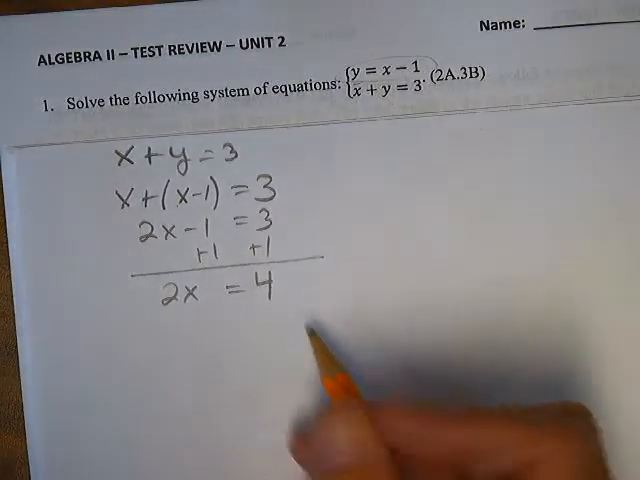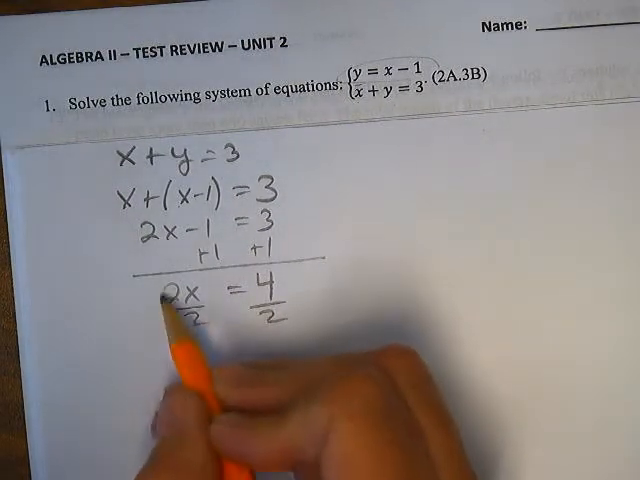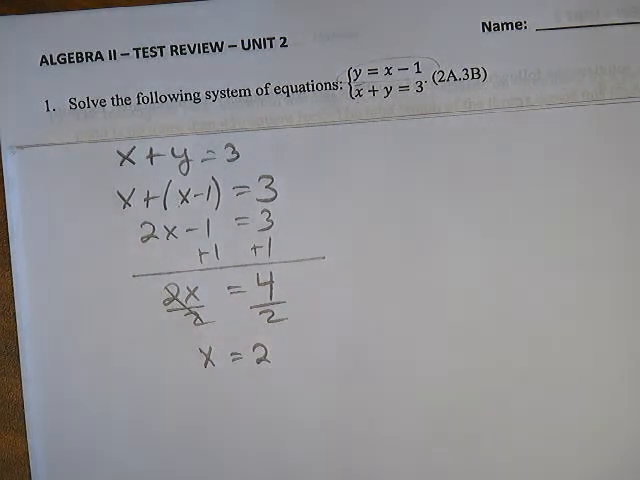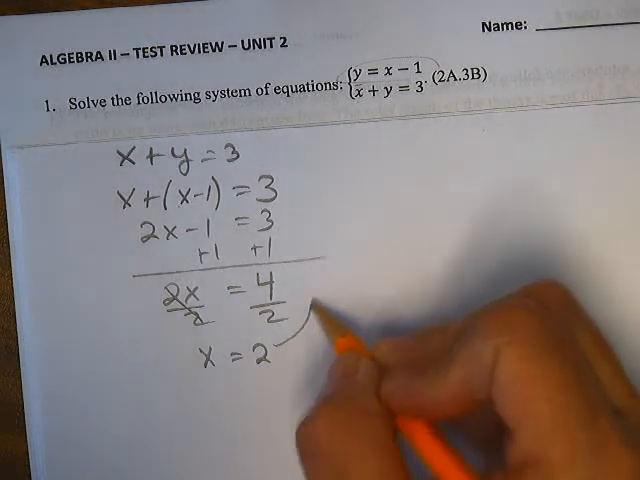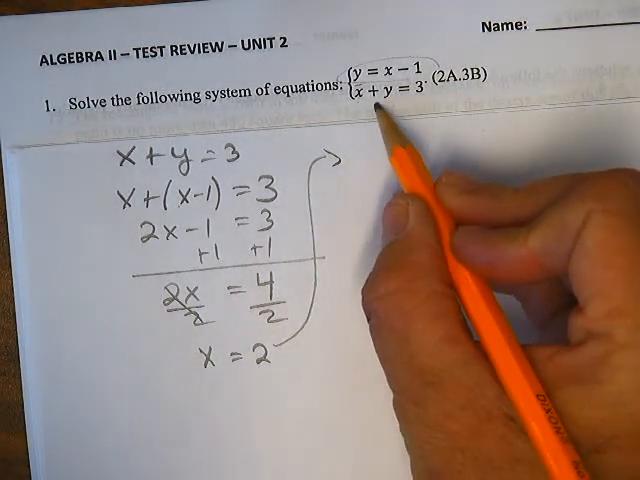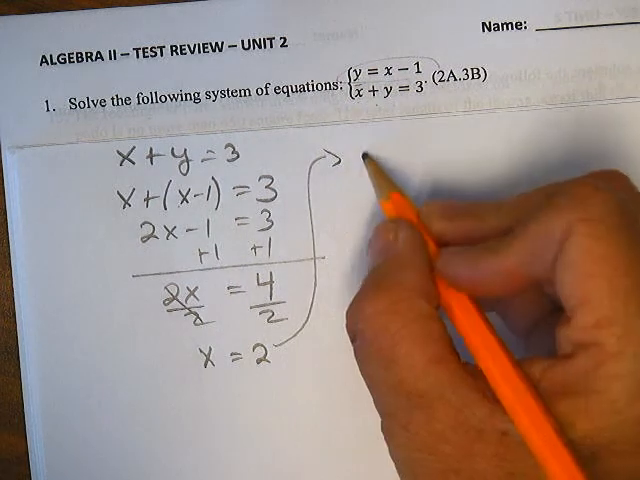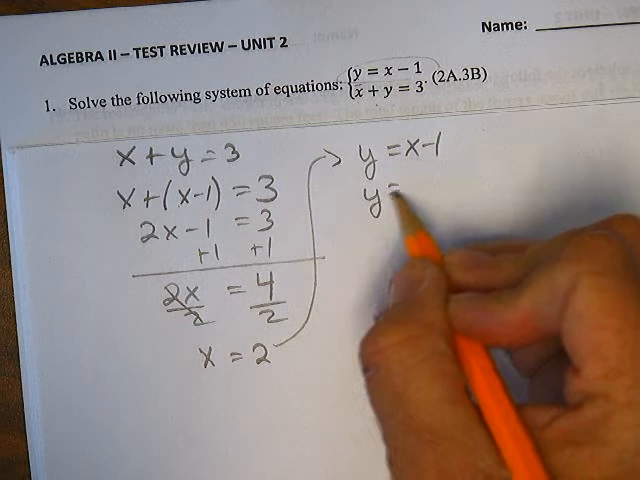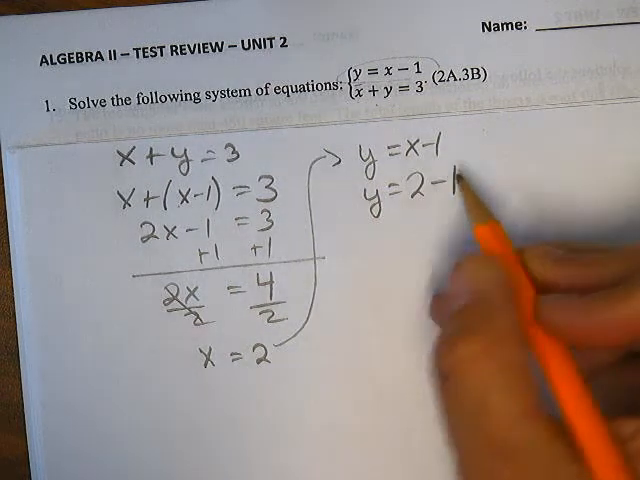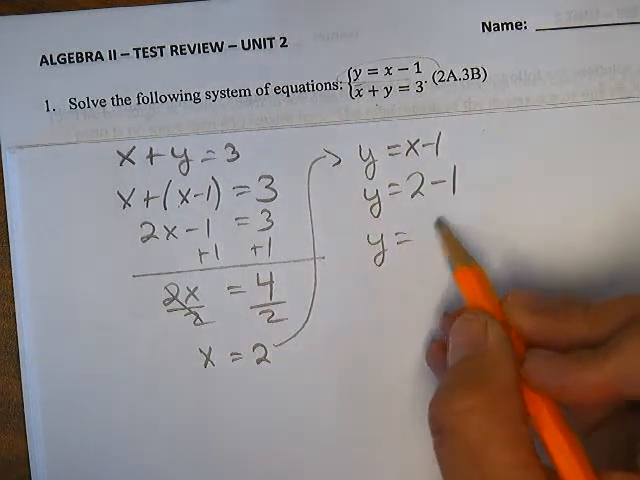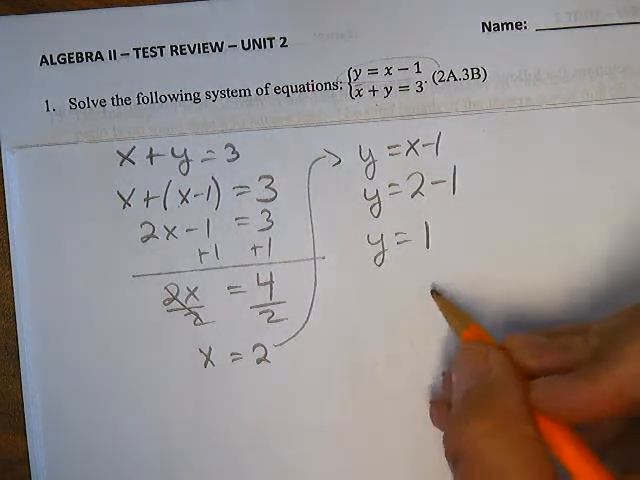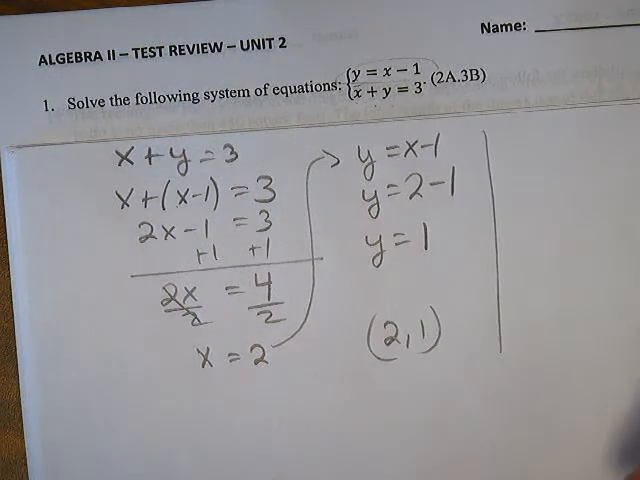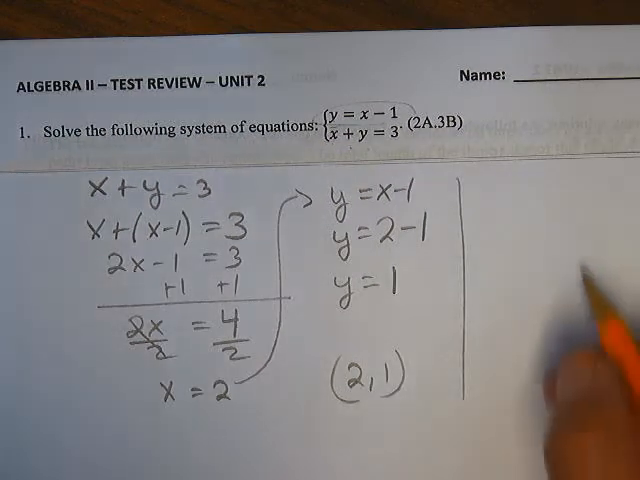I need x by itself, so I'm going to divide both sides by 2. My 2's will cancel, and I've got x is equal to 2. I need to solve for y also, so I'm going to use this x equal to 2 and plug it back into another equation. So y is equal to x minus 1, but instead of the x, let's substitute our value of 2. Thus y is equal to 2 minus 1, which is 1. And my solution now is (2, 1), and I always want to check that by plugging it into both equations.